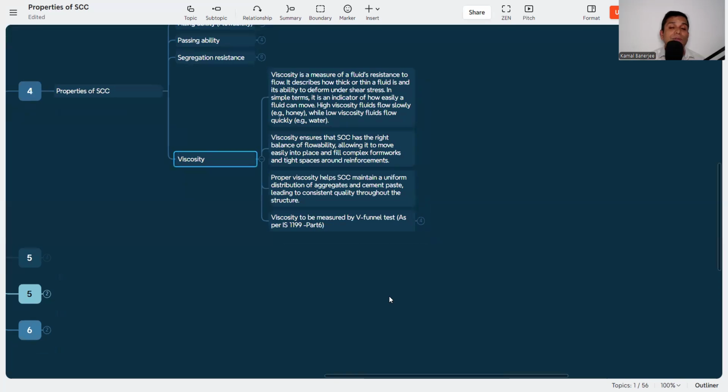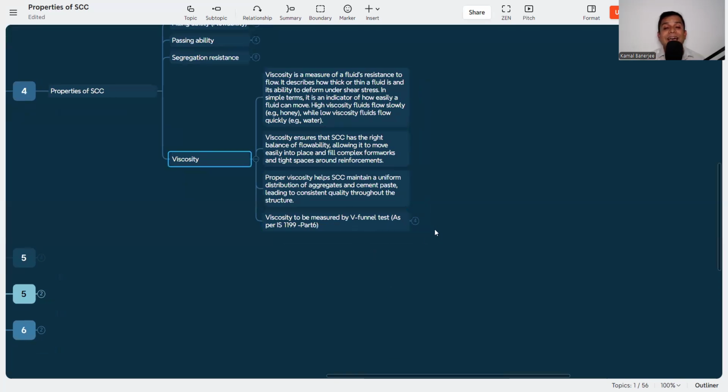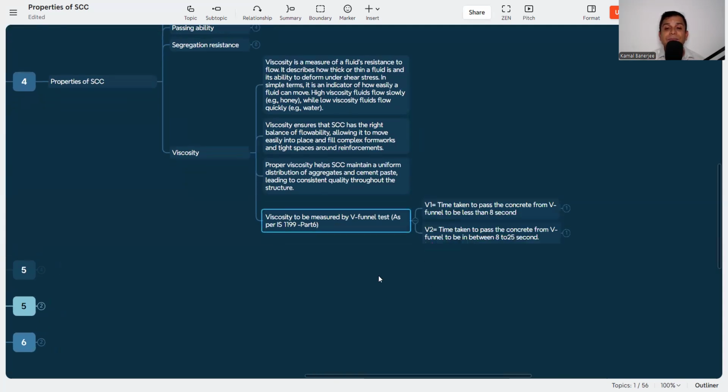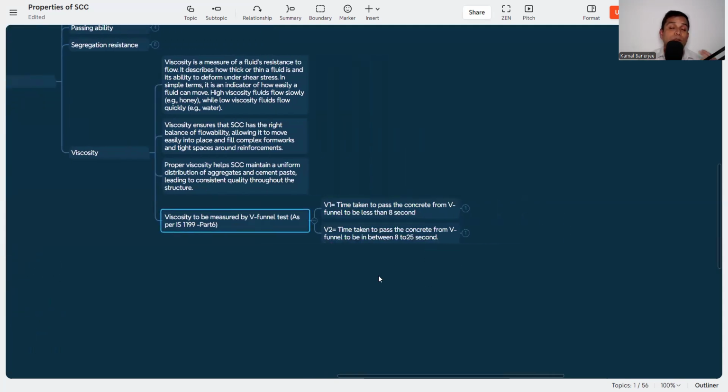And how can we measure viscosity? It is the V-funnel test as per IS 1199 part 6. According to the test, there are two types of self-compacting concrete. V1 is where the time taken for the concrete to pass through the V-funnel is less than 8 seconds, and V2 is where the time should be 8 to 25 seconds.